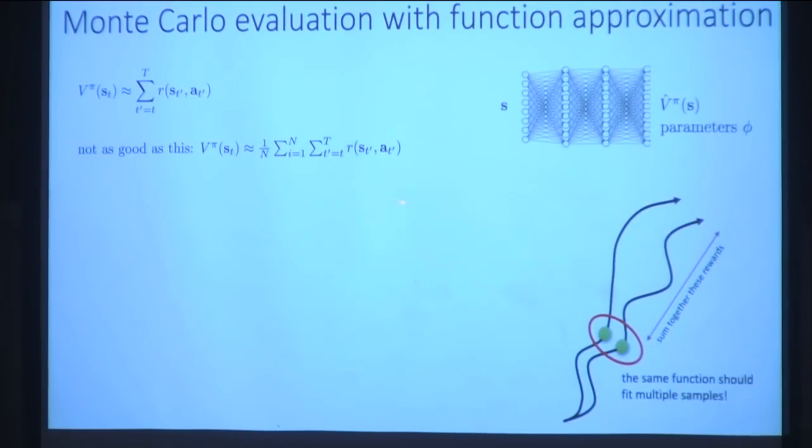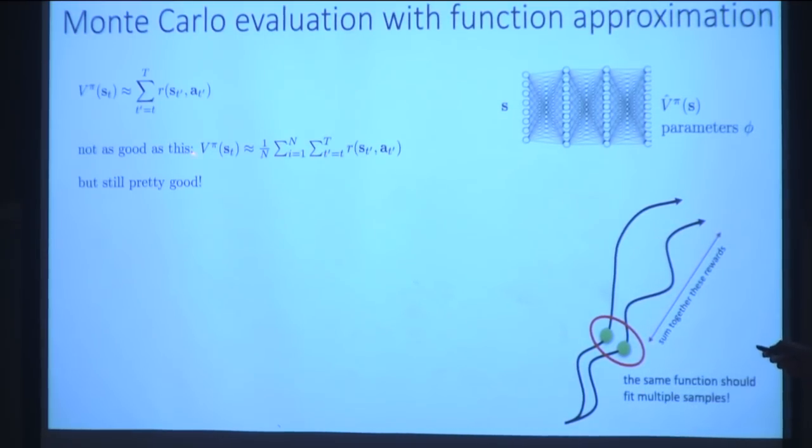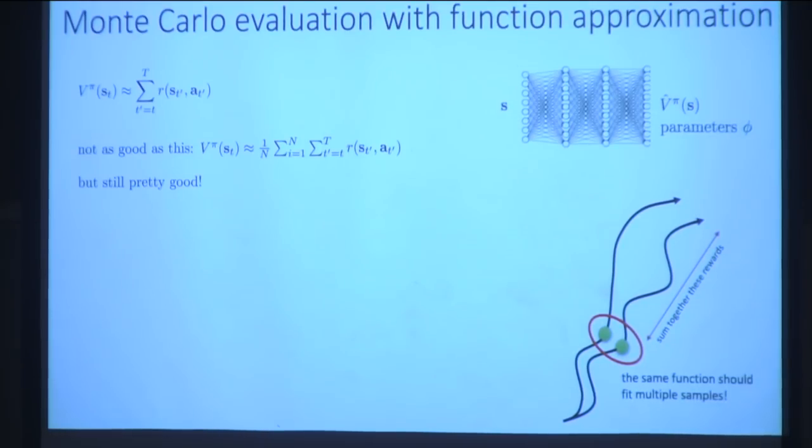Not as good as if you were to actually take multiple samples from the same exact state, but still achieves variance reduction. So it's still pretty good. And of course, you can imagine that if you generate infinite samples, eventually, even though you might not see the same exact state twice, you will see so many states that are similar that it will eventually, given enough samples, be as good as this thing as the number of samples goes to infinity.